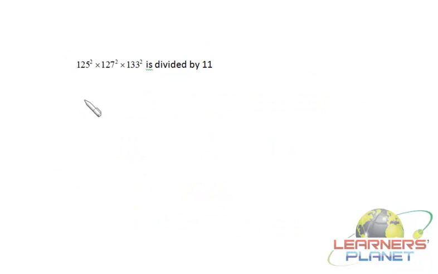Now, in this expression, we have to find out the remainder if the expression is divided by 11. Now we do it directly over here. So 125, the last number which is a multiple of 11 is 121. So I'll be getting the remainder as 4. So it's 4 square.